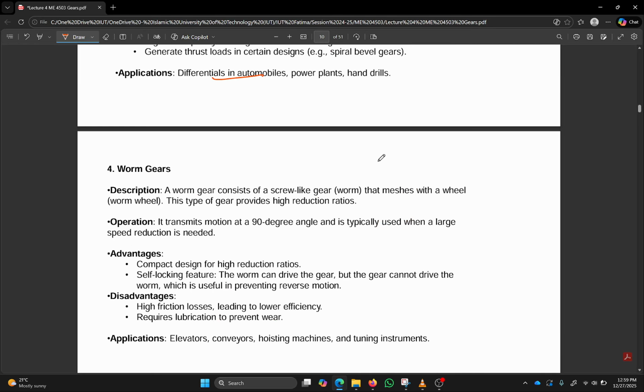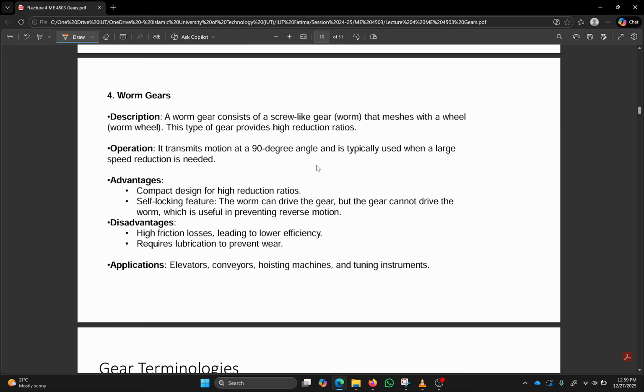And lastly, worm gear. As you already know, worm gears give you high velocity reduction. They transmit power between non-intersecting shafts, and they're used in elevators, conveyors, packaging industries, and many places.